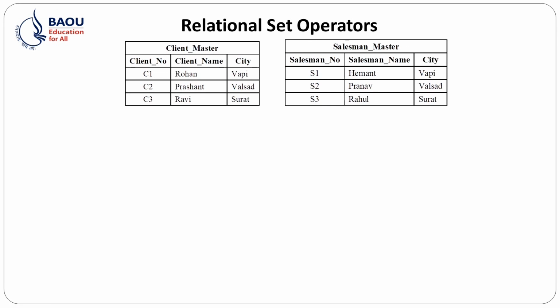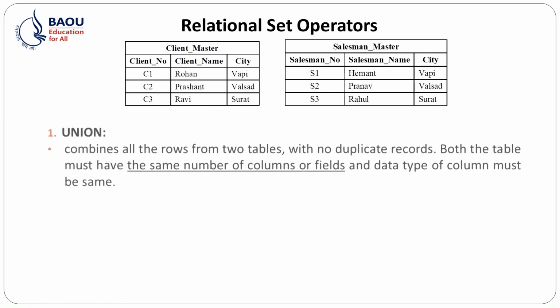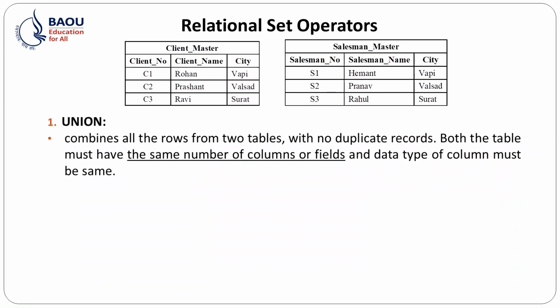Now we are going to start with the union operator. First one is union. This operation combines all the rows from the two tables with no duplicate records. Both tables must have the same number of columns or fields, and the data types of the columns must be the same. Aggregate functions like sum, max, min, etc. cannot be used with the union.